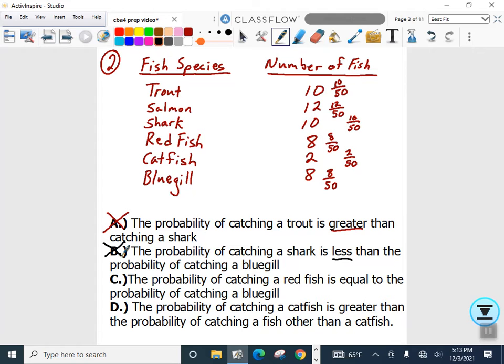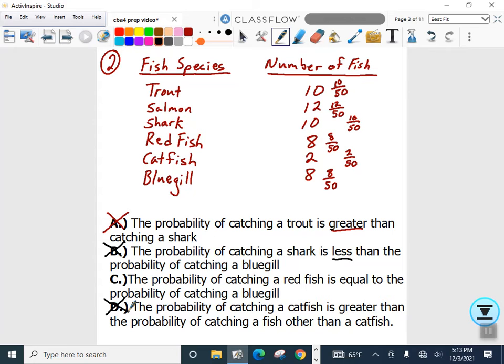Let's skip down to D. The probability of catching a catfish is greater than the probability of catching a fish other than a catfish. And that is false, because out of all the fish, catfish were the least caught. So it is not greater than.